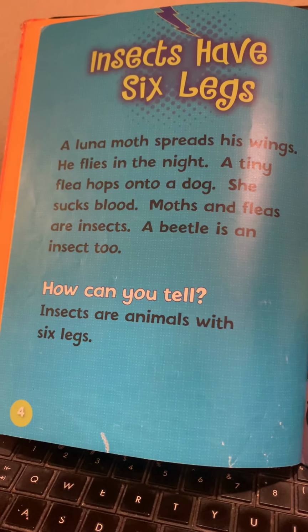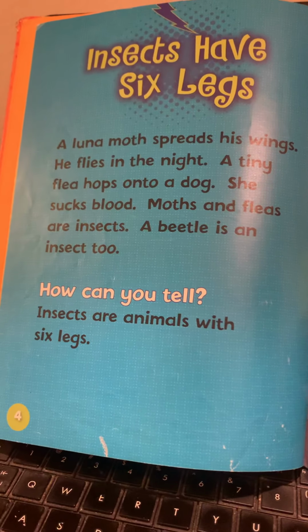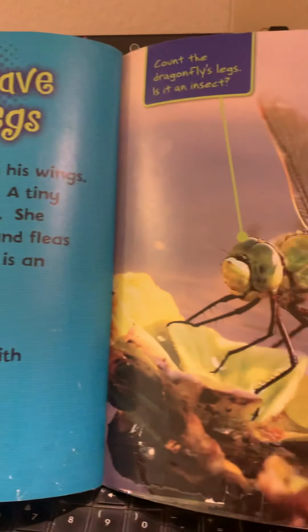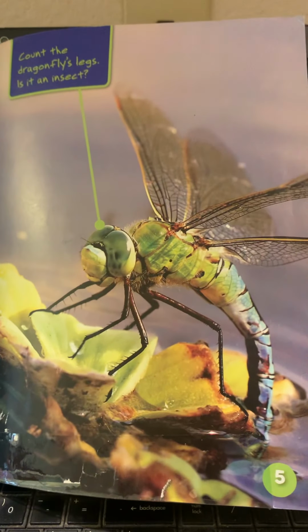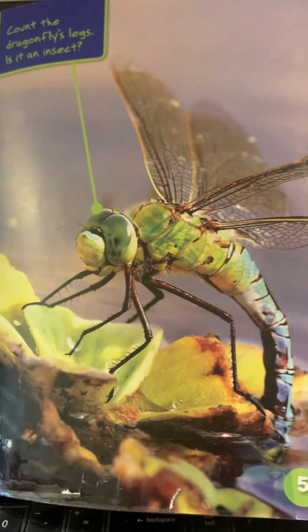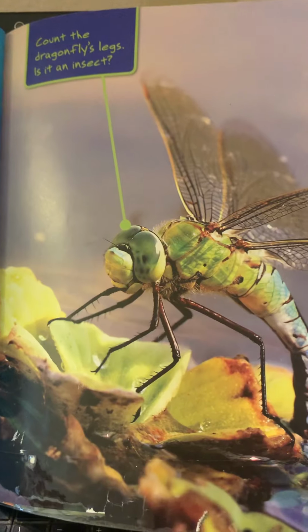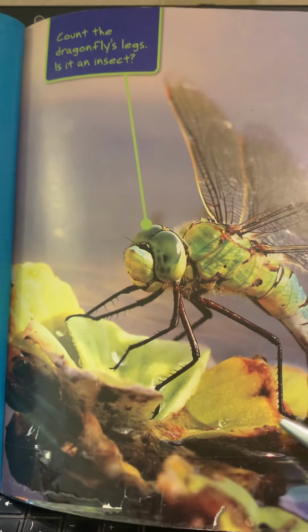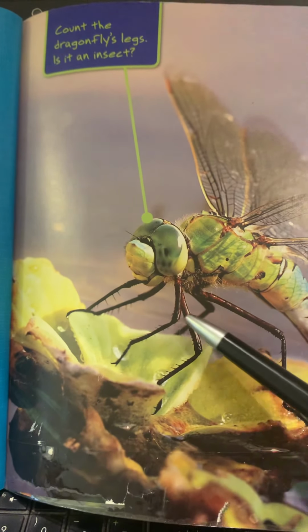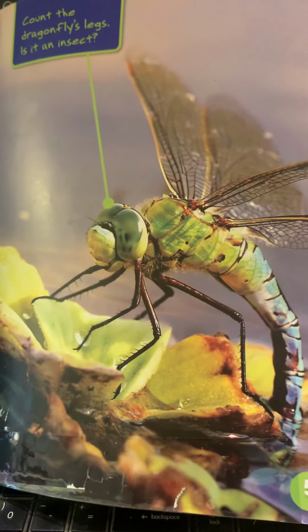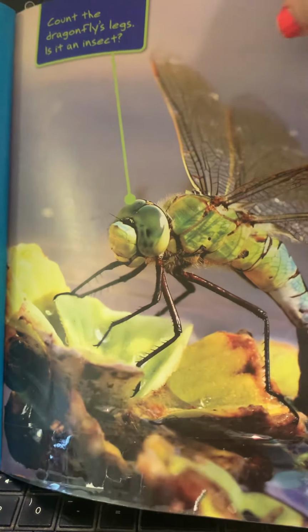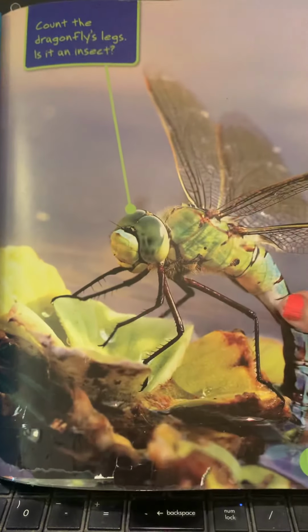How can you tell? Insects are animals with 6 legs. Look at the dragonfly and look at those legs. How many do you see? 1, 2, 3, 4, 5, 6 on the other side. Look at those eyes. Those are big compound eyes.